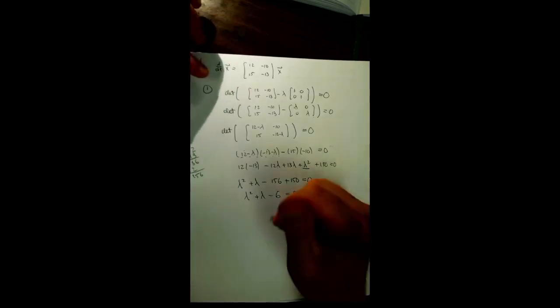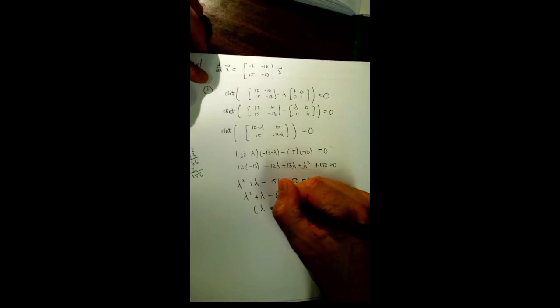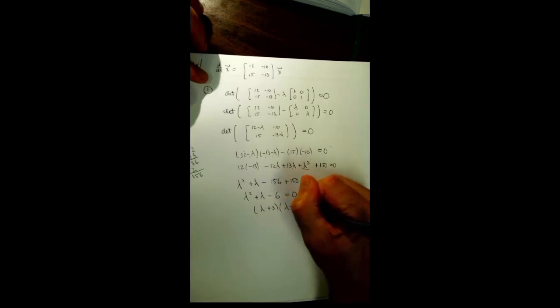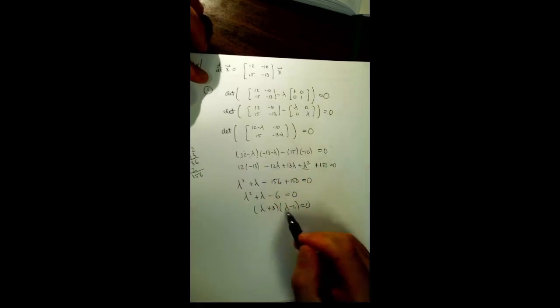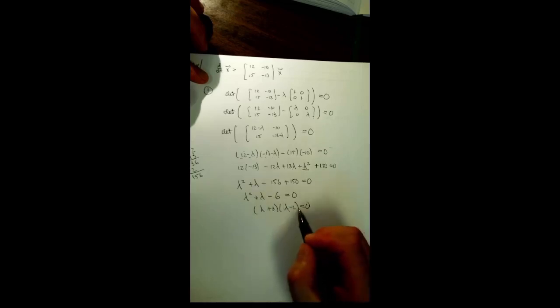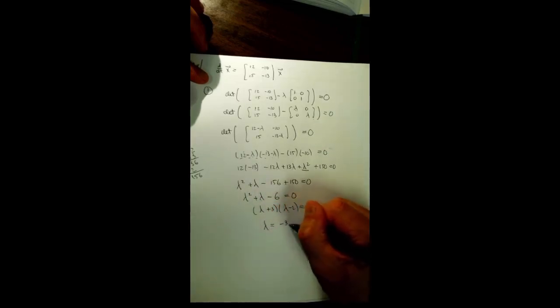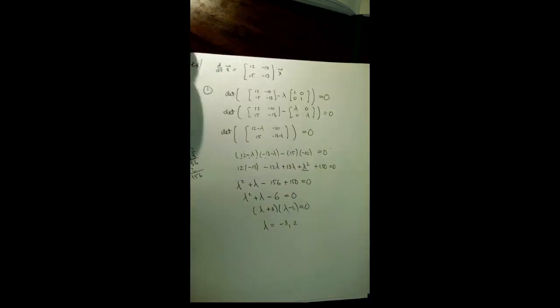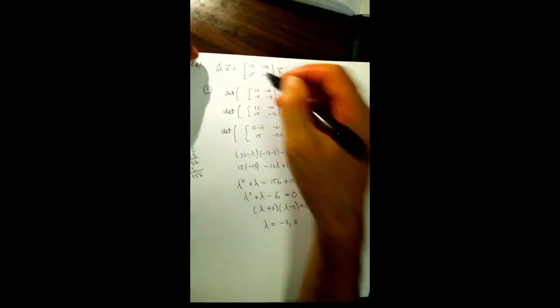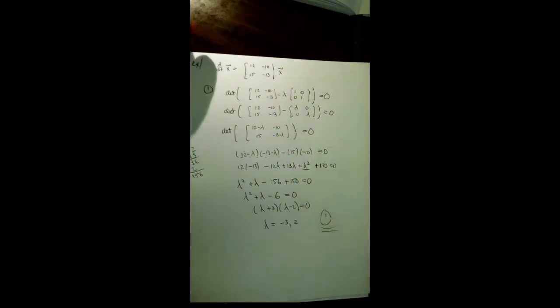I've got a quadratic. If you don't immediately see how to factor it, just go straight for the quadratic equation. Don't waste any time. In this case, I believe I can factor it. So it's plus 3 minus 2 gives me that. 3 times minus 2 is minus 6, so that works. So my eigenvalues are either minus 3 or 2. And I need 2 because I've got a 2 by 2 system. So I'm feeling really good about this so far.